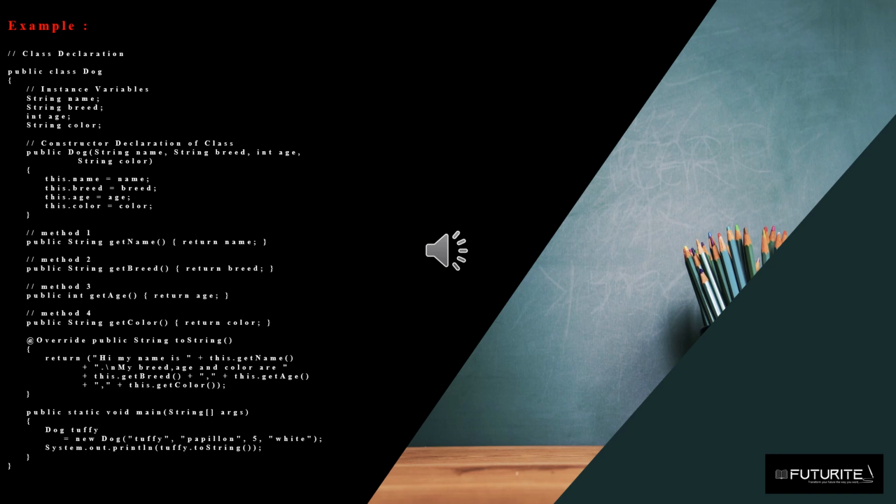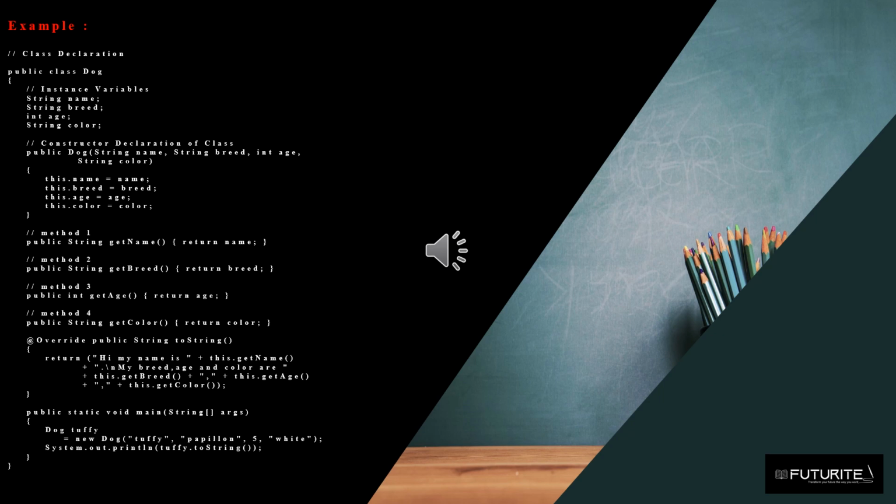Here is an example of class declaration, and we have taken a class dog where we are declaring a variable and declaring a method with the public access modifier. We have definitely declared other methods also, set name, get age, set color. Okay, and we have also used the main method, where we are creating an object of the class dog.